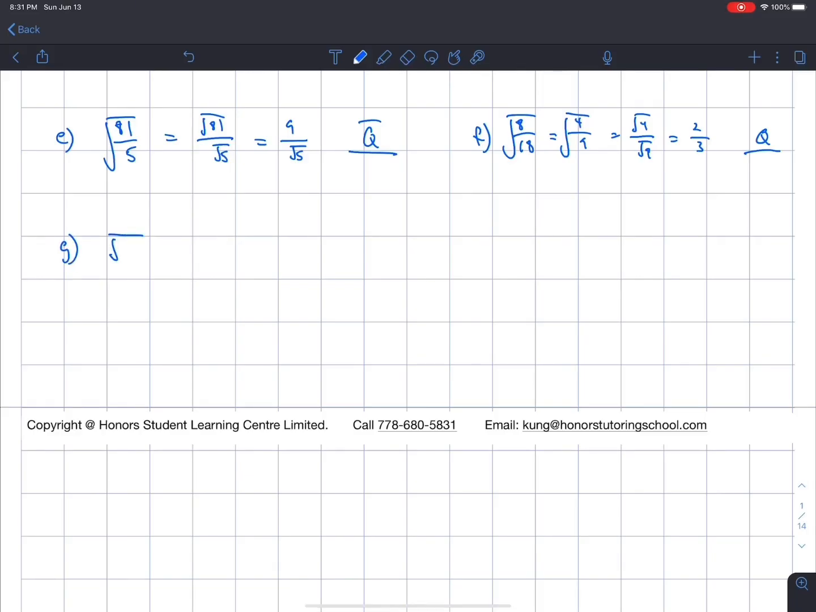G, the square root of 1.6. Because we cannot have 1 decimal place, already you should know that this is irrational. You can also say this is the square root of 16/10. 16 is a perfect square, but not 10. That's why it's irrational.